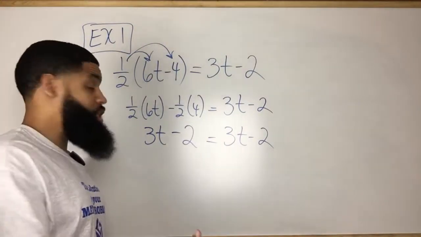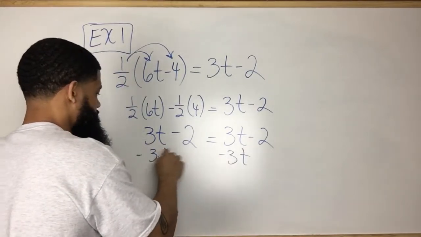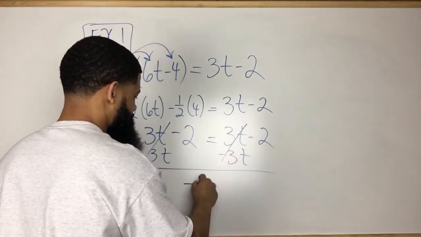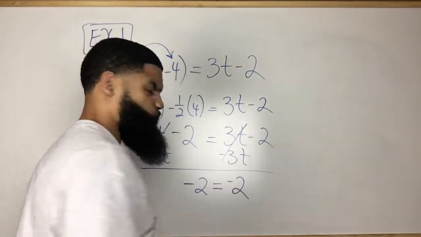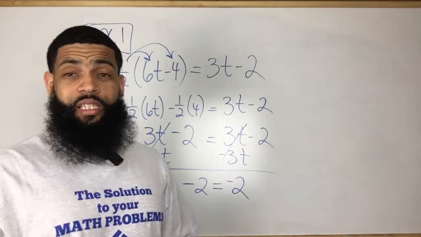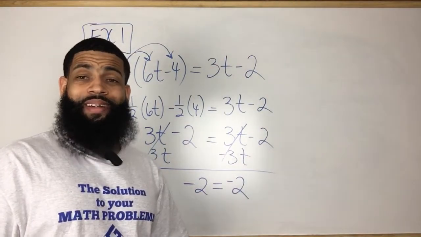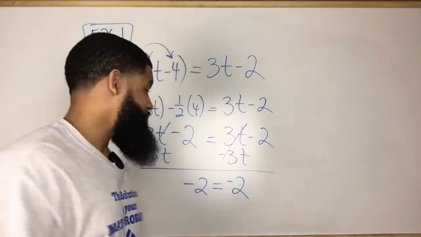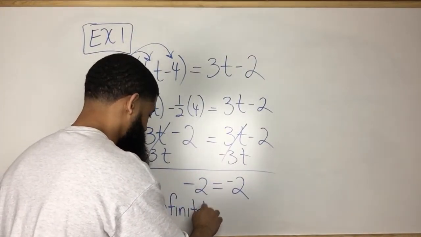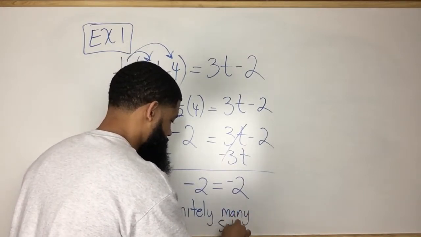So I want to take my t term to the left. So I'm going to subtract 3t. Well, that cancels and that cancels. So I have -2 is equal to -2. In an example like this, when you have the same thing on both sides of the equal sign, that means this equation has infinitely many solutions.